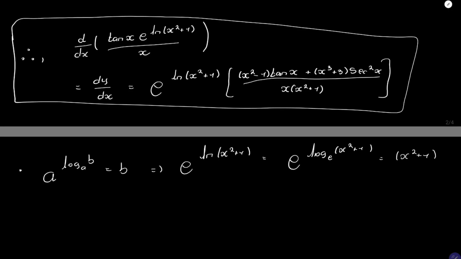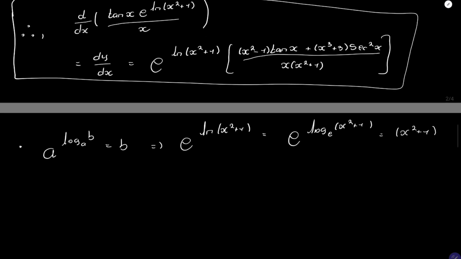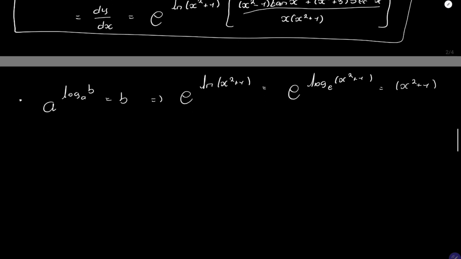So imagine we did this simplification in the beginning. What would we have had? We would have had y equal to tan x times x squared plus 1. Now the question looks much simpler. We would have done it simpler and simpler. But the aim of this exercise is to enable understanding, not simplicity.